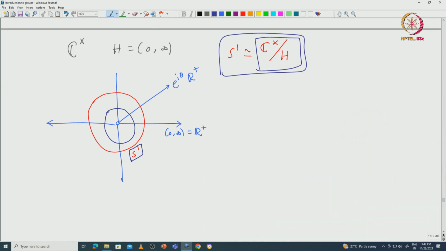In the next class, we will see more properties of these cosets, and how the notion of cosets naturally motivates us to look for normal subgroups, and from normal subgroups, how one can get quotient groups. Those things we will see.